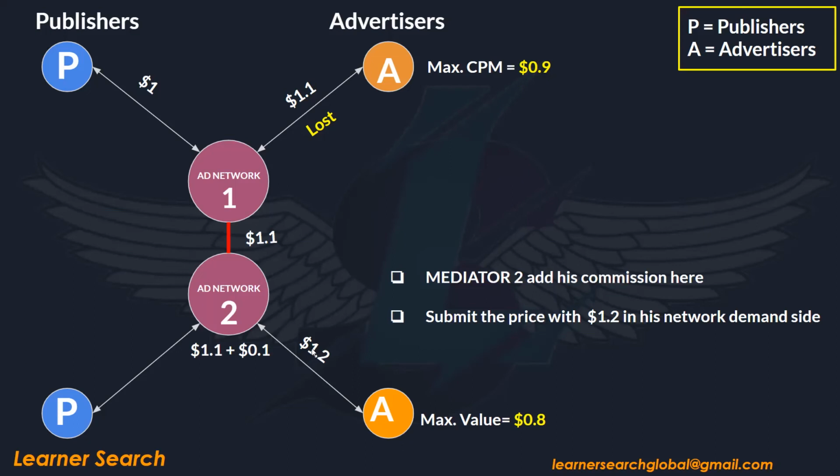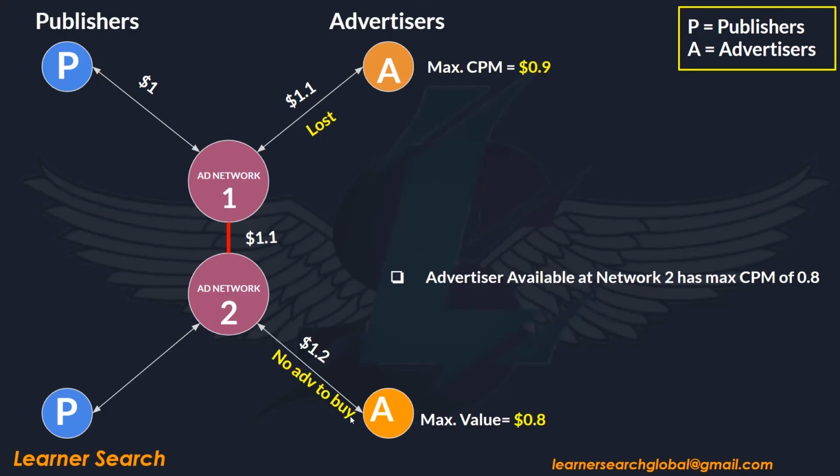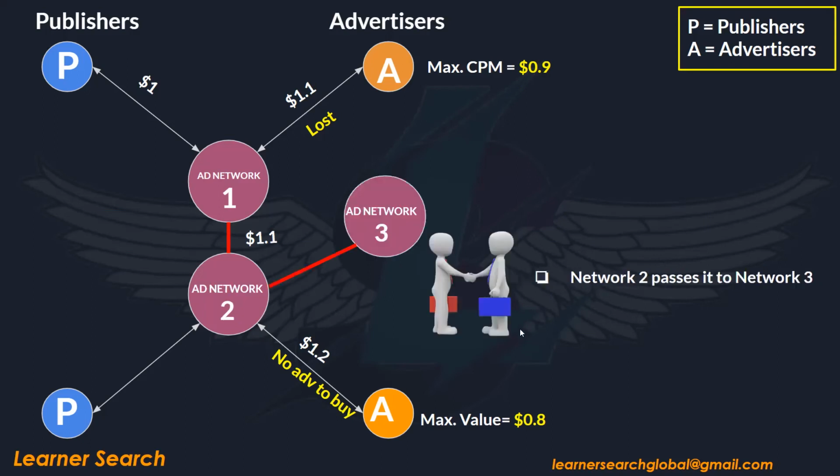But he's not willing to buy now because his demand is $0.8 only. So on the other end, the demand side has the maximum value of 0.8. Since no advertiser is ready to buy, the advertiser available at network 2 has a maximum CPM of 0.8. What happened is that impression got unsold.